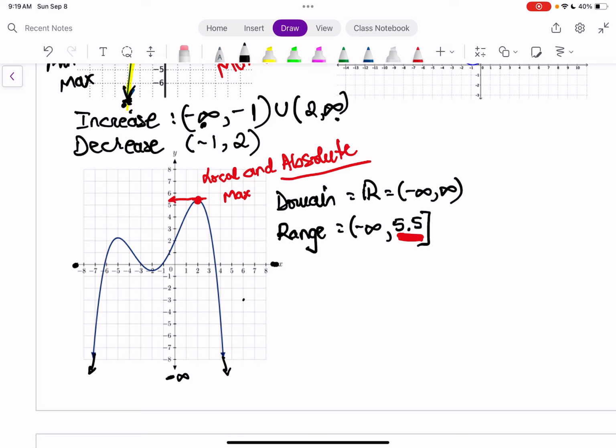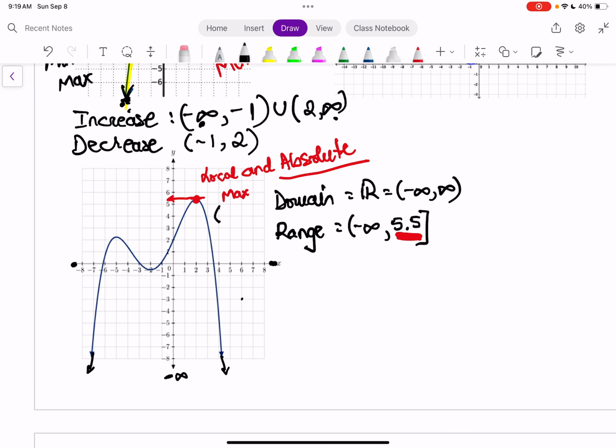And let's just give its coordinates since we added. So the coordinates of this point is going to be, the x is easy to read. It's a 2. The y is this 5.5 that we guessed before. There's the x, and there's the y to it. Okay. By the way, this graph has no absolute min. There's no lowest point on this graph at all.